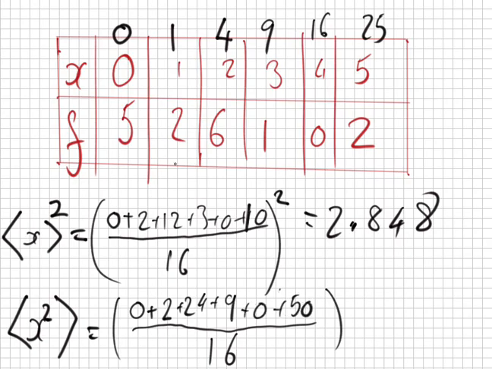When you multiply now the x squareds with the f. Can we multiply them? Yep. Can we multiply them and then square them? No, it has to be square first, then multiply. No, that's a good point. You must square first before you multiply by the frequency. 0 plus 2 plus 24 plus 9 plus 0 plus 50 divided by 16.